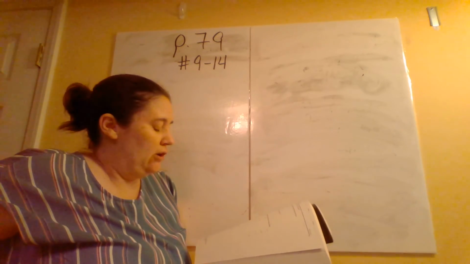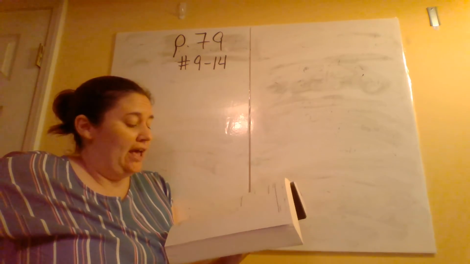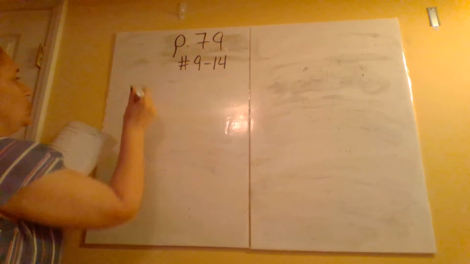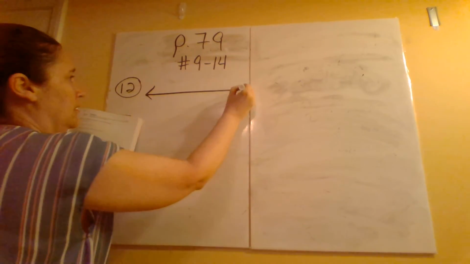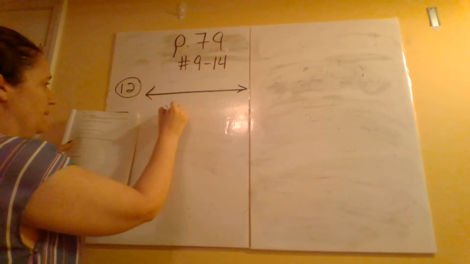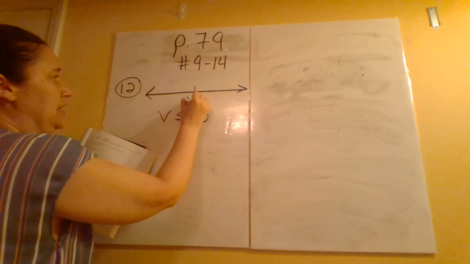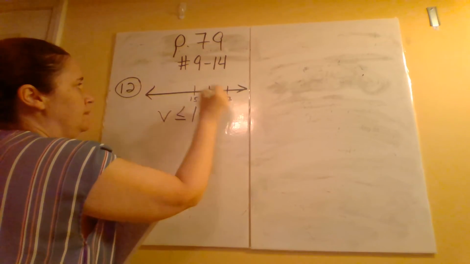Number 12, you want all the numbers less than or equal to 15. So you're going to have a closed circle at 15. Let me go ahead and do number 12 so we do one example at least together. It says v is less than or equal to 15. So you need 15 on your number line. Put a couple of numbers around it.